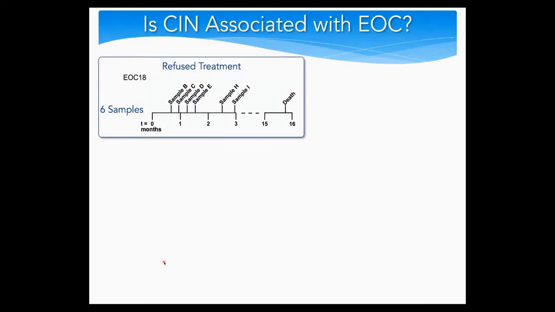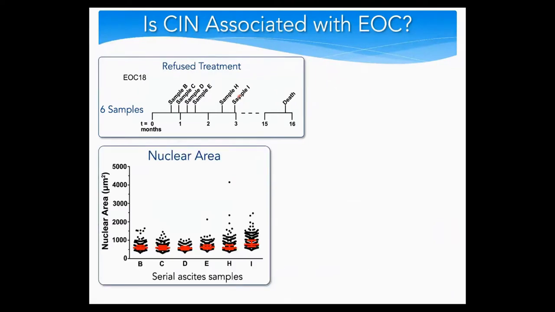And what I'm going to do over the next 3 slides is really just show you 3 specific patients that really provide some fundamental insight into the temporal progression. The first question that we were trying to address is whether or not CIN is associated with epithelial ovarian cancer. Here is a patient who refused any sort of treatment, so we're really gaining insight into the normal biology of disease progression. In this case, we were fortunate enough to obtain 6 samples that we were able to grow, and those are indicated here on this specific timeline.